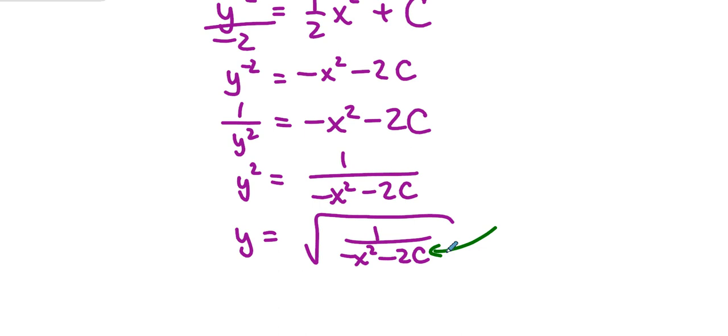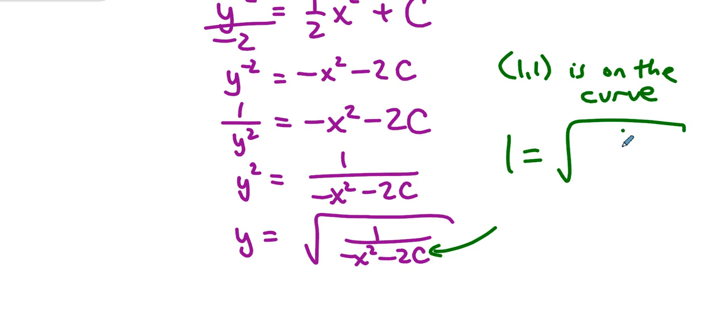Well, we can figure out what c is because we know that 1, 1 is on the curve. So the y value is 1 when the x value is 1. You can solve this. It's not terribly difficult to do. And you can figure out that c is negative 1.